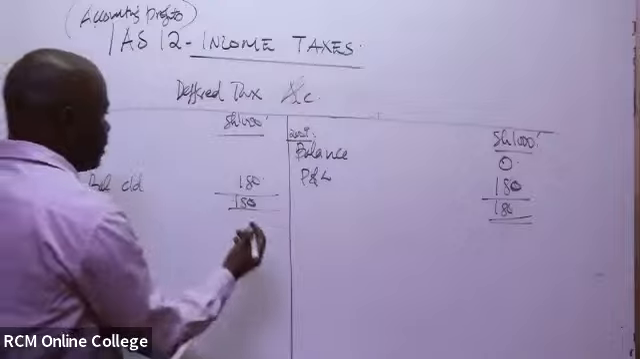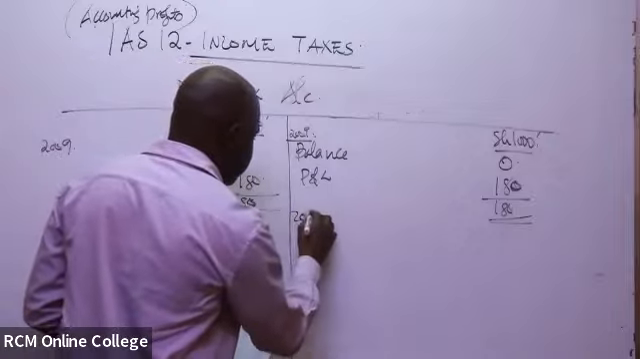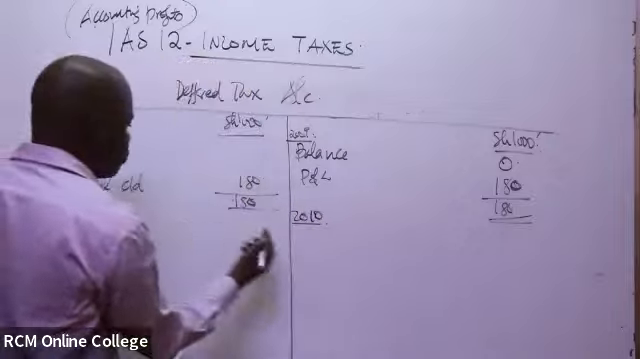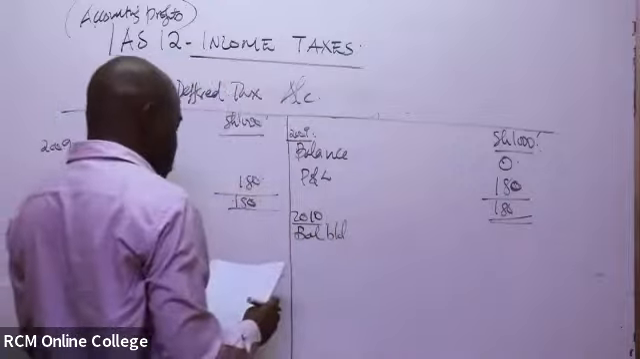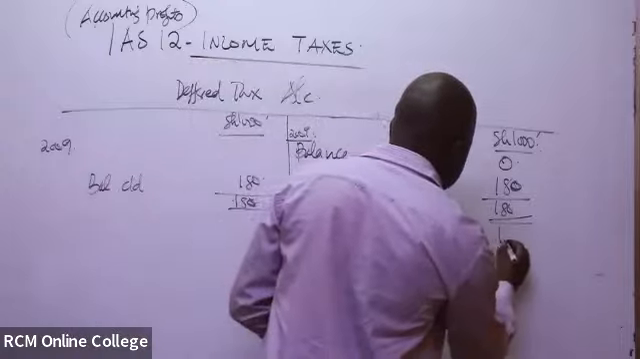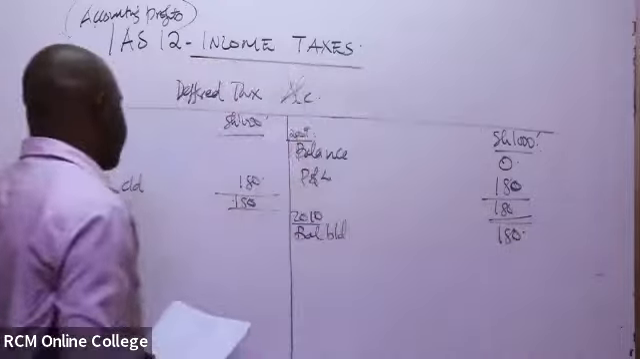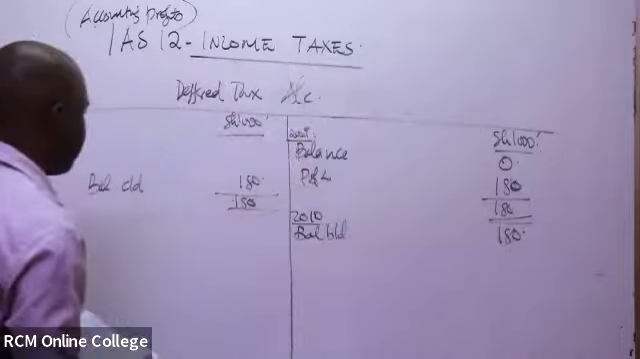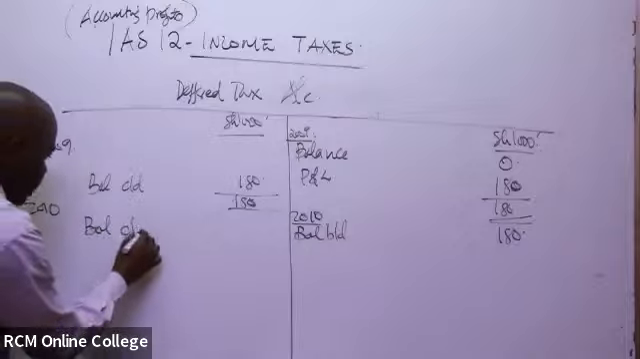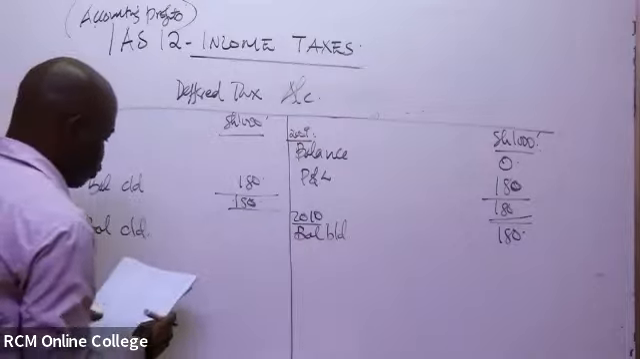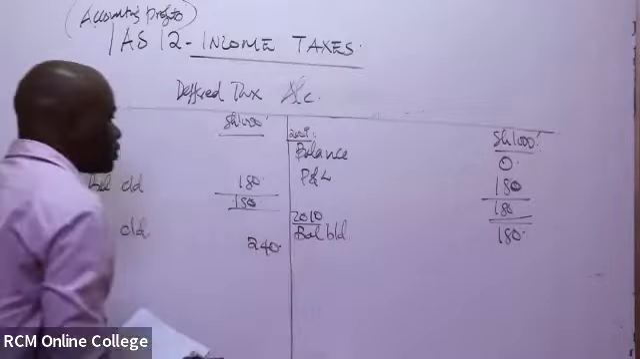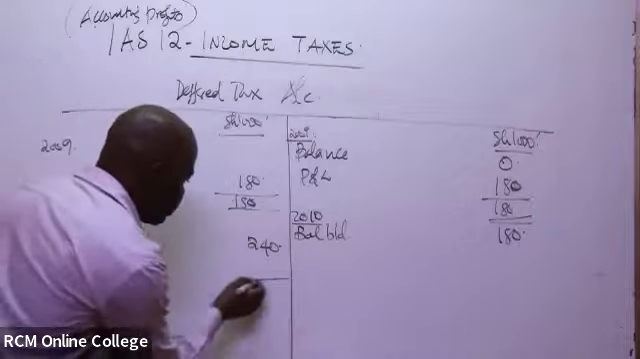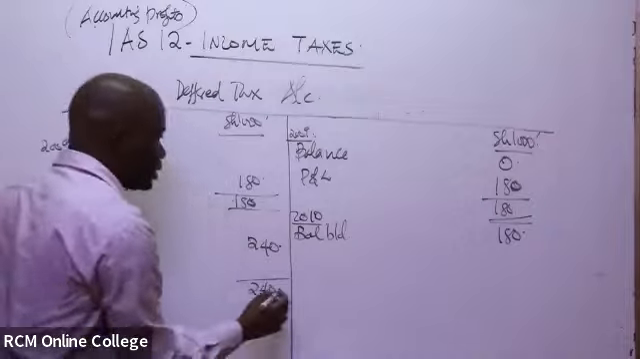But now in this case, the coming year, that is 2010. So we have a balance brought down of 180. But by the end of the year, our balance carried down for 2010 is actually 240. So there was an increase of 60. So the total here, you can see, is 240.